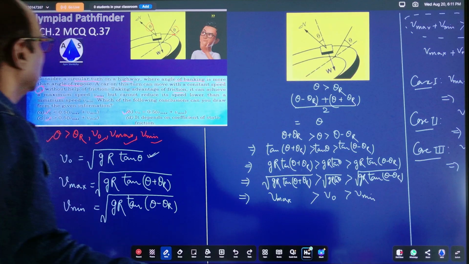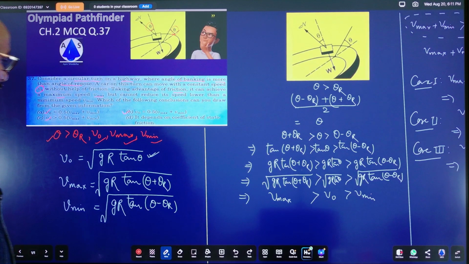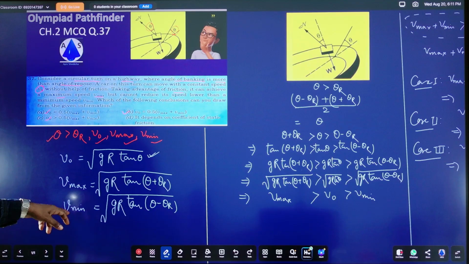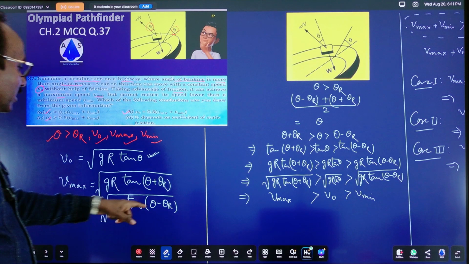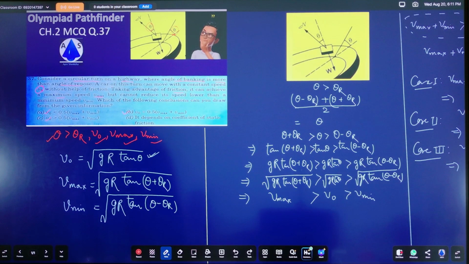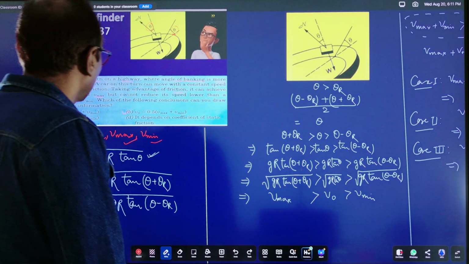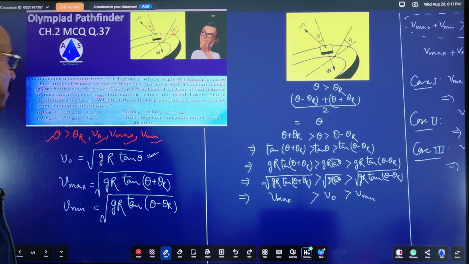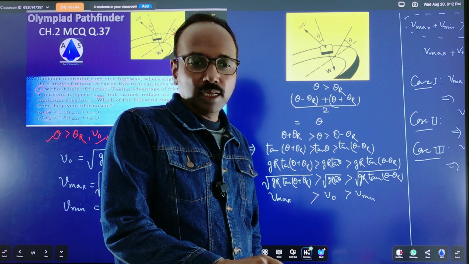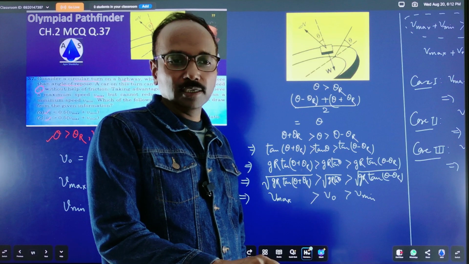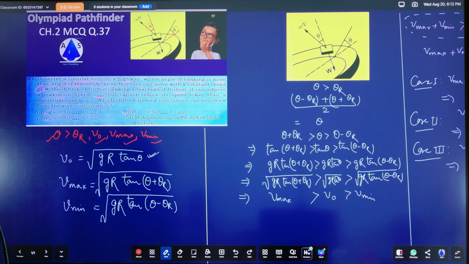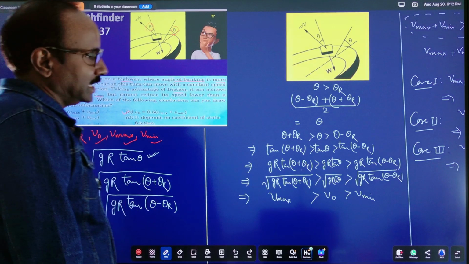Again, your V minimum, V maximum depend on your angle of repose. And the angle of repose is directly related to your coefficient of static friction. So D can also be opted as correct.